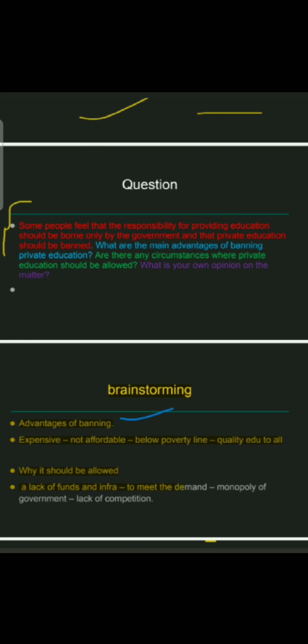Why should it be allowed? The reason why it should be allowed: a lack of funds. There are a lot of people who cannot afford quality education. So to meet that demand, people can get quality education. The people living in the slums, especially small kids, can also get quality education. So this is brainstorming, and you have to do this in 1 or 2 minutes, and just think about what you will write in your task 2.